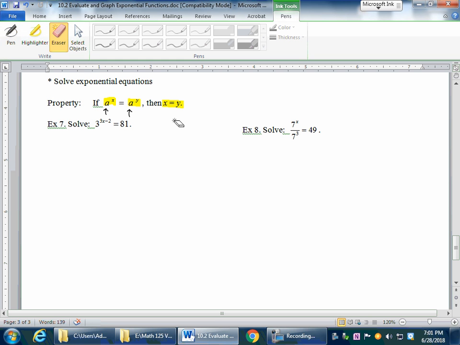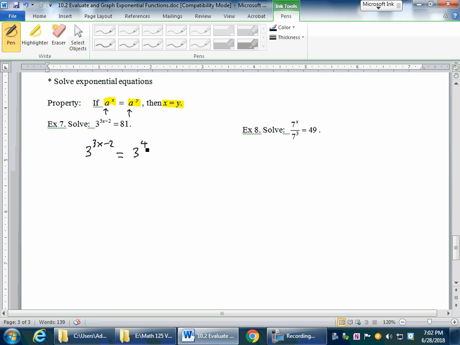On the left hand side, I have 3 to the 3x minus 2 power. On the right hand side, I have 81. Clearly, 81 can be rewritten with the base 3 in terms of exponential. So now I can rewrite it as 3 to the 3x minus 2 power is equal to 81, which is basically 3 to the 4th power. So now this is exactly in the property format, right? On the left hand side, one exponential expression. On the right hand side, one exponential expression with the same base.